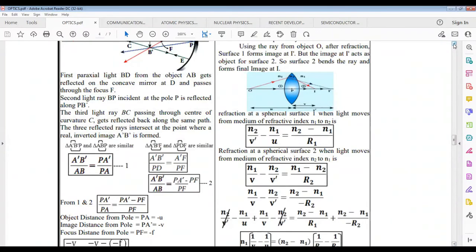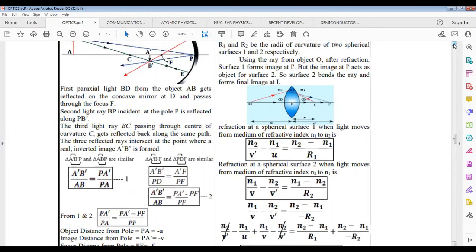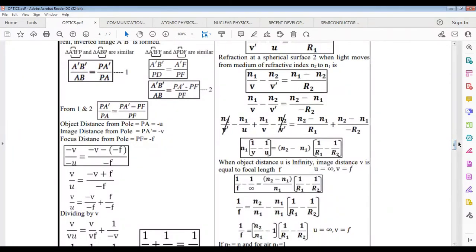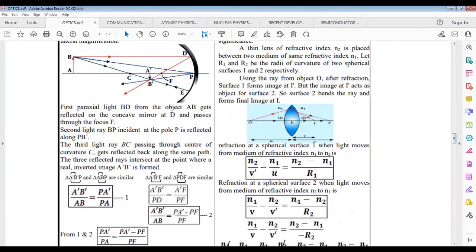The next one is the lens maker's formula. How we are making a convex lens by using N1, N2. N1 is the refractive index of the air medium and N2 is the refractive index of the glass, and R1 is the radius of curvature of this surface, and R2 is the radius of curvature of the second surface, and U and V are the object and image distance. You are going to write the equation, mirror equation, for the two cases. N2 by V dash minus N1 by U is equal to N2 minus N1 by R1. This is for the first phase. For the second phase, it is N1 by V minus N2 by V dash is equal to N1 minus N2 by R2.